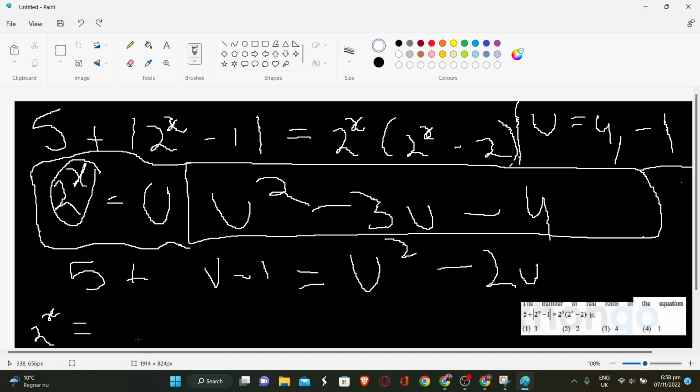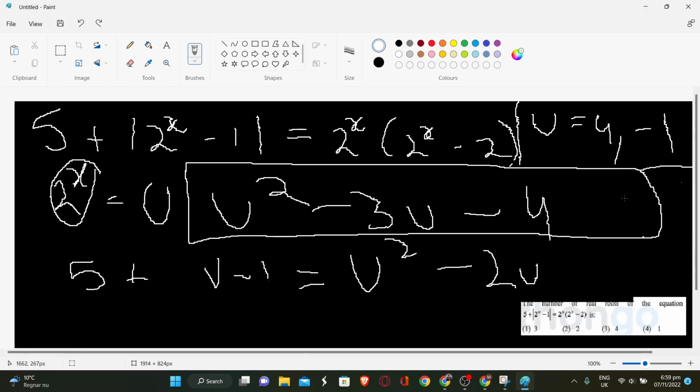Now here's what's not clear. One solution for u is 4, we know that. However, 2 to the power x equal to minus 1 is not possible. Why? Because x will not be a real number, off the bat. There's no real number, so minus 1 is a failed option.